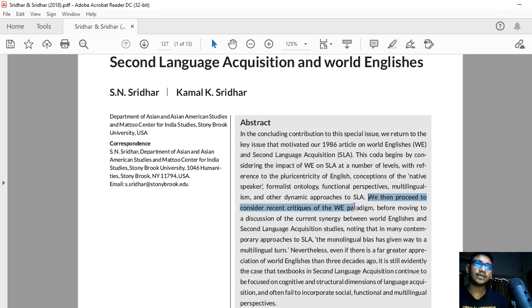We then proceed to consider recent critiques of the world English paradigm. So of course, every field has critiques, and there should be critiques, because we should be critical in evaluating whether everything the scholars say is true or not. Many people think some theories of world Englishes are not very comprehensive, they have flaws. For example, Kachru's three circles, so they will talk about that too, and they will address those critiques. And critiques may not necessarily be negative, okay?